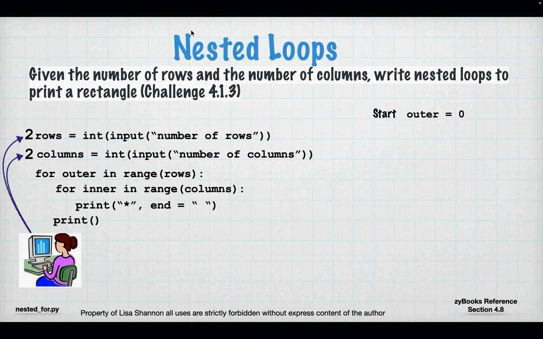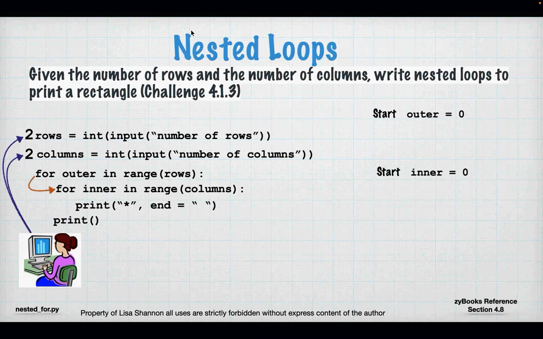So when I start, the value for the counter of the outer loop, which is called outer, is 0. The next thing I do is go to my inner loop, my next for loop. So I have inner in range columns, and I've added 2 for columns.